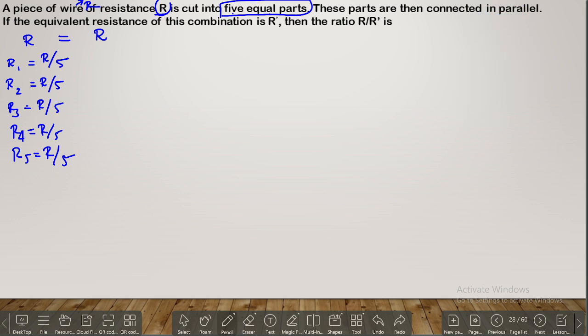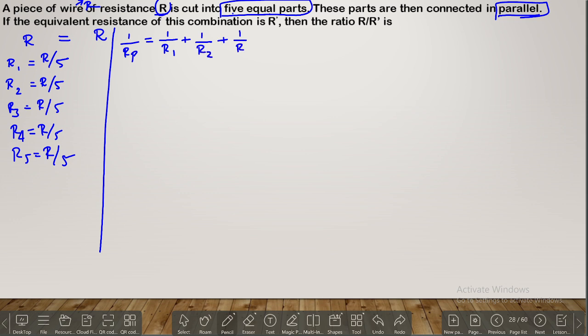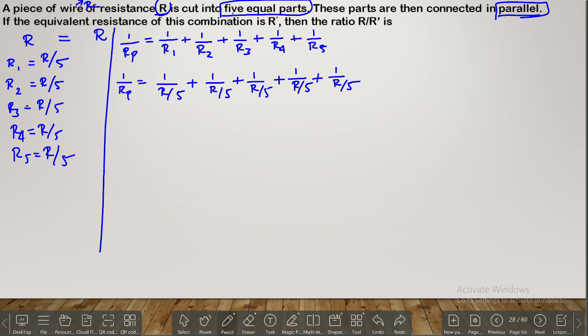Now after cutting, these parts are then connected in the form of parallel. What is the parallel formula? 1 by Rp is equal to 1 by R1 plus 1 by R2 plus 1 by R3 plus 1 by R4 plus 1 by R5. So now 1 by Rp is equal to 1 by, what is the value of R1? R by 5, plus 1 by R by 5, plus 1 by R by 5, plus 1 by R by 5, plus 1 by R by 5.